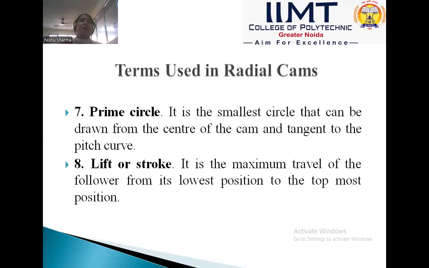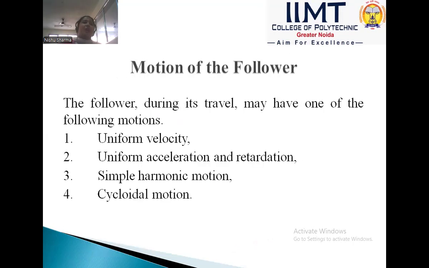Now we will discuss the motion of the follower, which is very important for the construction of the cam profile. Firstly, we need to know what the motion of the follower is. According to the motion of the follower, the cam profile is drawn. There are basically four motions of the follower, and to construct the cam profile, one of the following motions is chosen.